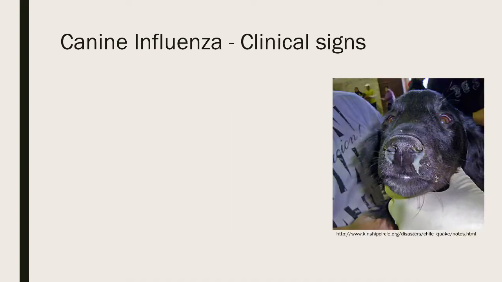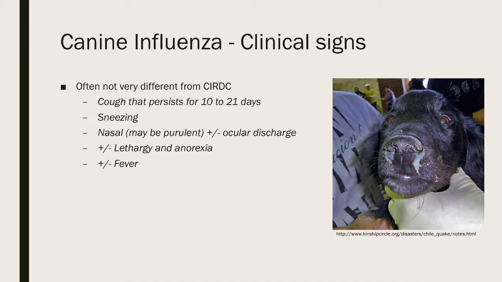So what are the clinical signs of influenza? They're often not very different from canine infectious respiratory disease complex, and so you may go on for a little while not knowing that you have canine flu. They usually have a cough that may persist 10 to 21 days, just like other infectious respiratory diseases. They might have sneezing. They may have nasal discharge that might be purulent or may just be serous. They may have ocular discharge or not. They might be lethargic and anorexic. They might have a fever. And that sounds very similar to what I just talked to you guys about with infectious respiratory disease complex.